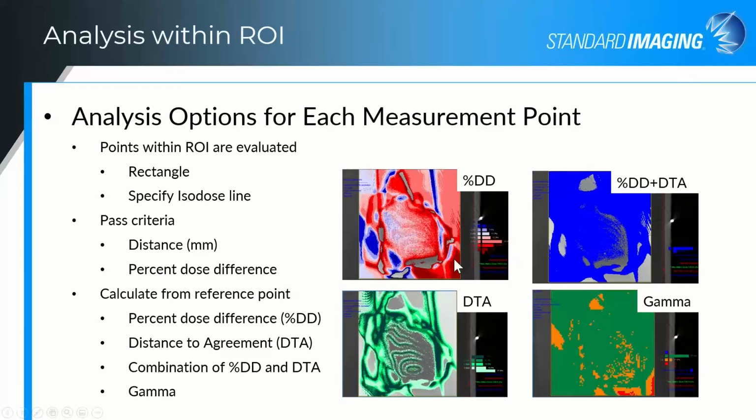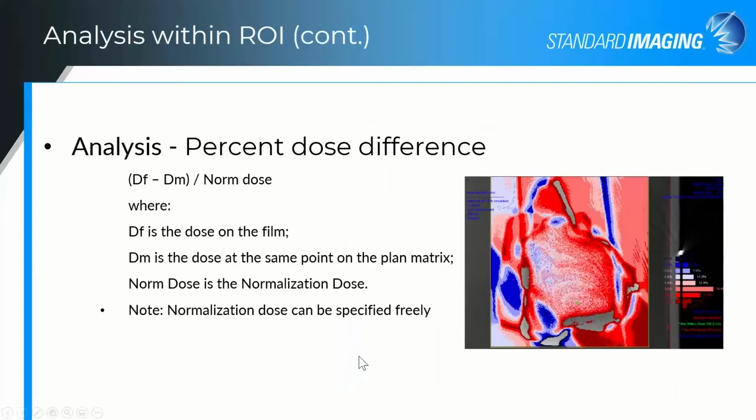And the histogram is also visible, so one can get a 2D visual view over the entire dose plane film region, as well as a histogram with the results, as well as dose difference, there's distance to agreement, the combination of the two, as well as gamma. And I'll go into more detail about each of these.